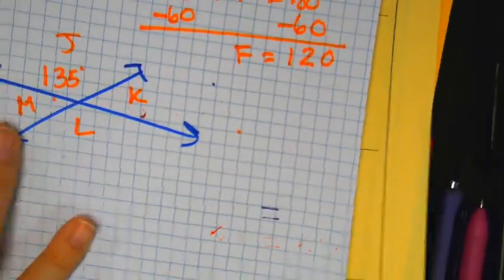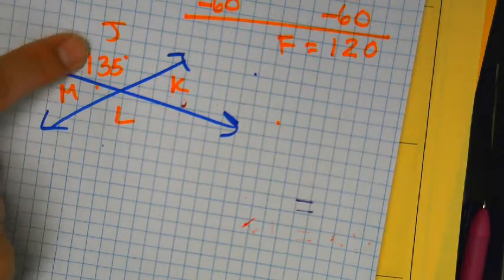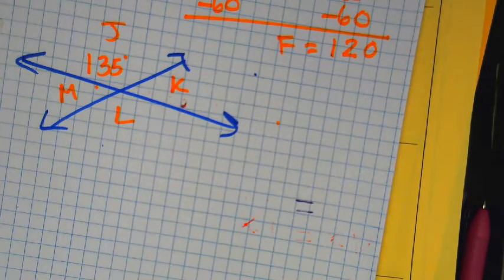All right, so angle J is 135 degrees. I want you to solve for all the other angles. One of them involves no math, and the other ones involve a little bit of math. Can you do the one without doodling? The one with no math right away.